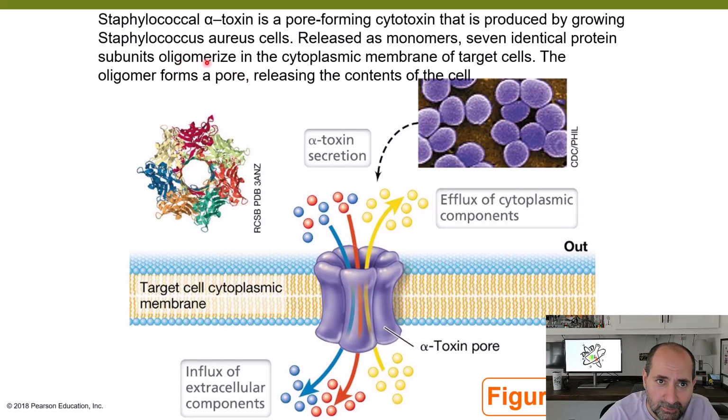And when they oligomerize, when they pair up in the plasma membrane, they form a pore, right? The oligomer forms a pore, releasing the contents of the cell. And you can imagine if the cellular contents are just being released and also water is able to flow into the cell, this would lead to cell death and lysis of the cell.